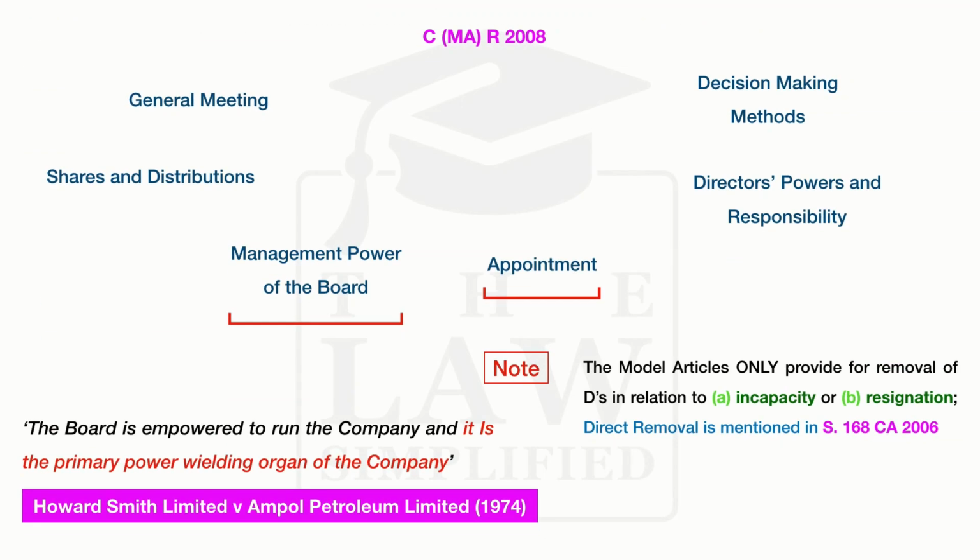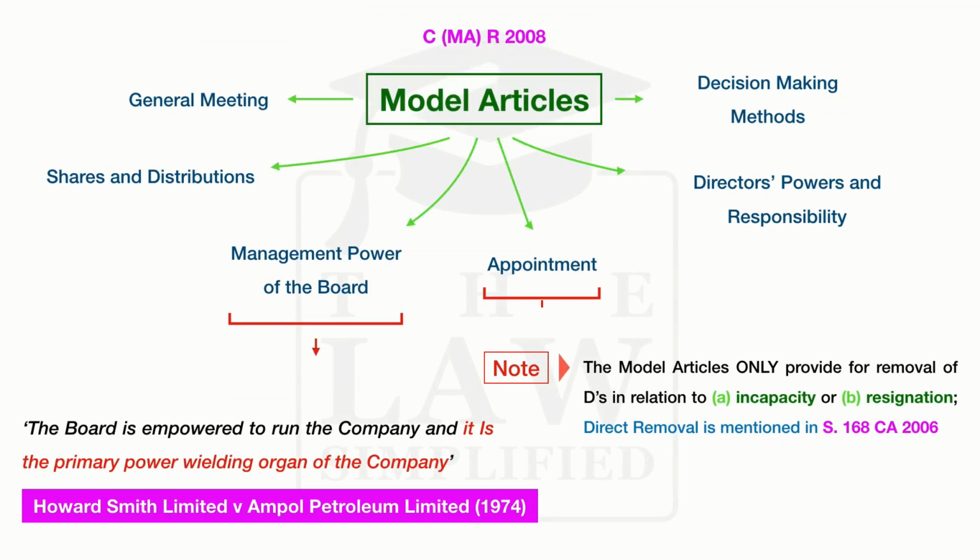But firstly, we must understand what in essence the model articles entail. Basically, the model articles outline how exactly the general meeting is supposed to happen, how shares and distributions of such shares are to take place, what decision-making methods are to be adopted, the actual directors' powers and responsibilities, and most importantly, the management power of the board and how exactly appointments and removals are to take place.